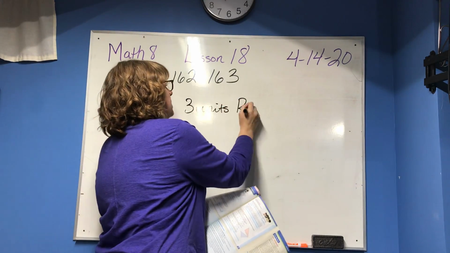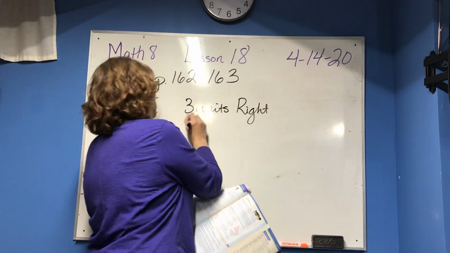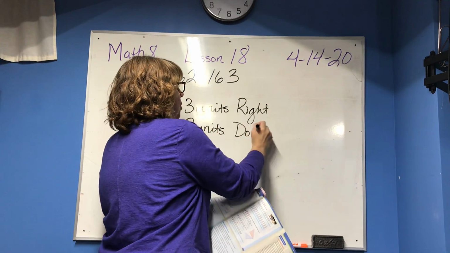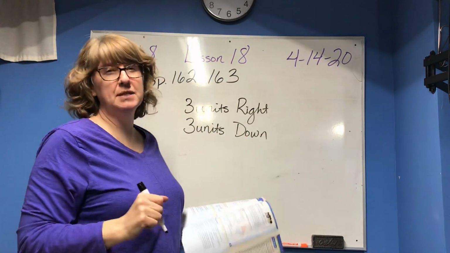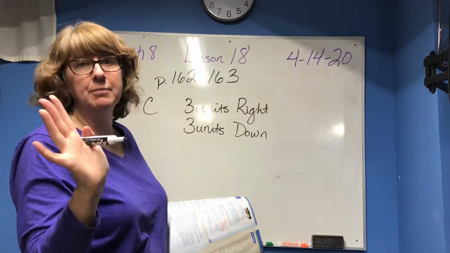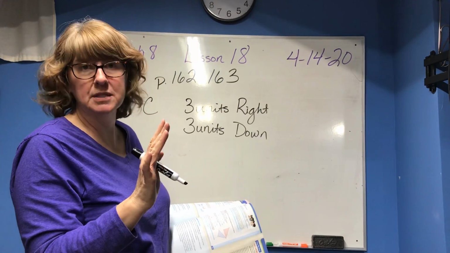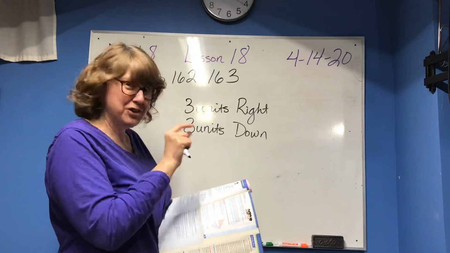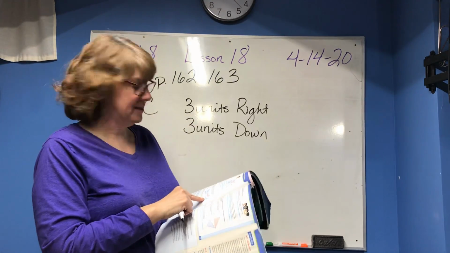3 units right, 3 units down. Now, what if you said, I did 3 units down and then 3 units right? Same thing, order doesn't matter, you'll get to the same spot. So to go from the red shape to C, that's a translation.